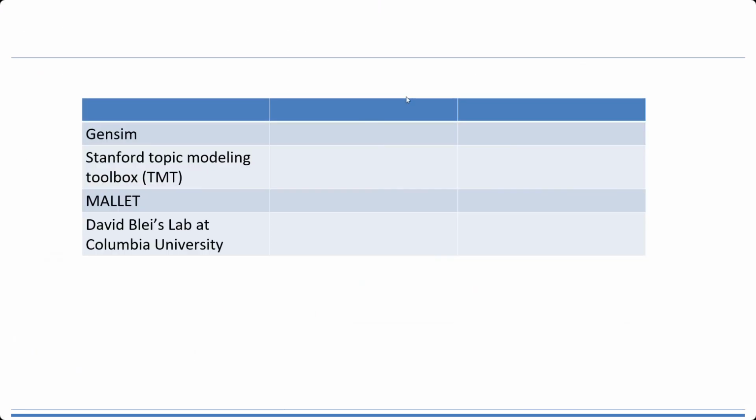Oh, sorry, I didn't complete this one. Actually, this is about the library that we can use for the topic modeling. There are some libraries available, but some of them are free and some of them you need to get access to. For example, this is the library from Columbia University. You need to get access to do the topic modeling.